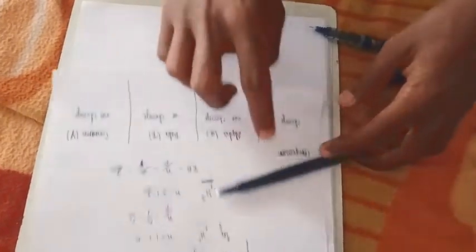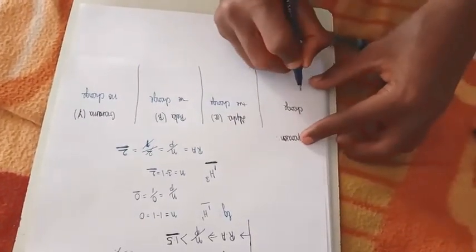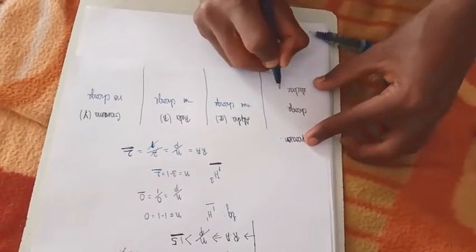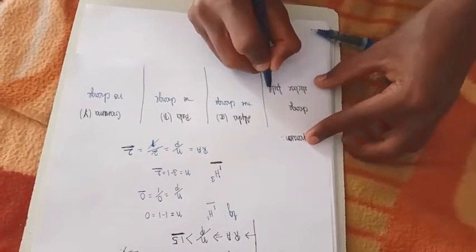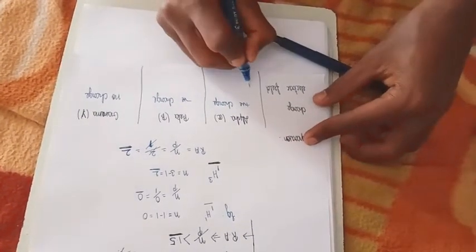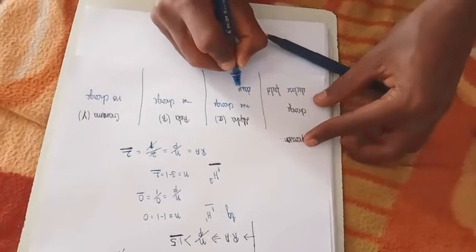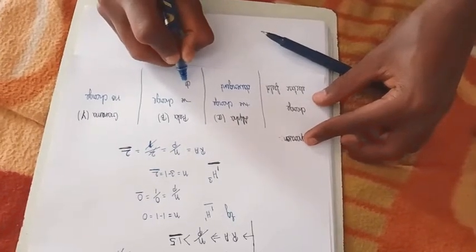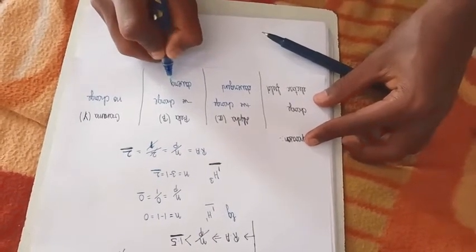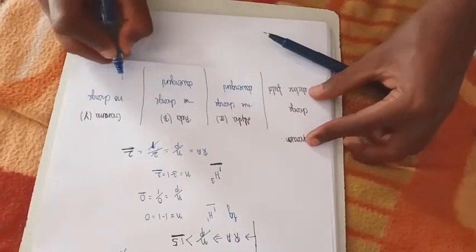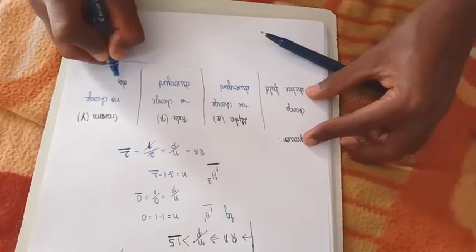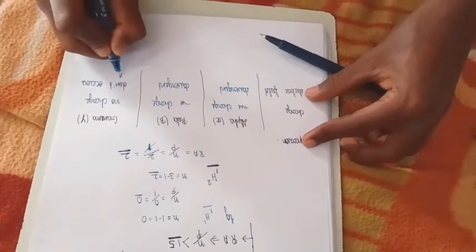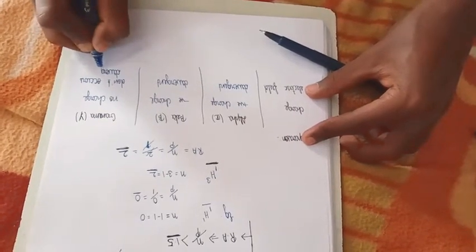Second point, in an electric field, alpha becomes divergent. Beta also becomes divergent, and gamma doesn't become divergent.